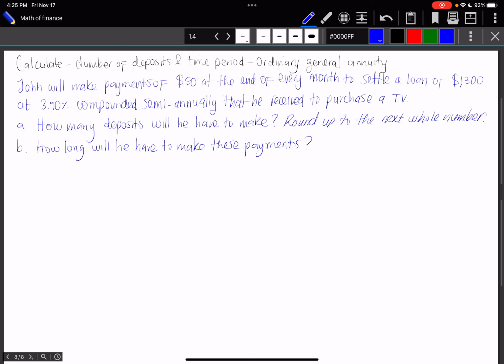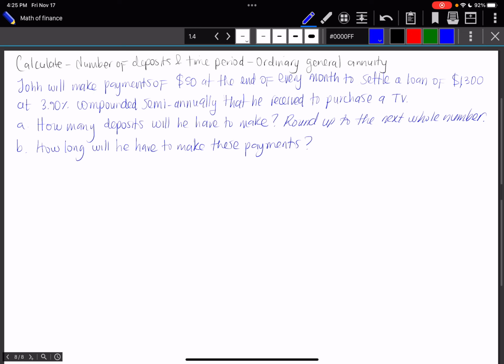Hi there! In this problem, we have that John will make payments of $50 at the end of every month to settle a loan of $1,300 at 3.90% compounded semi-annually that he received to purchase a television. We have two parts of this problem. First, how many deposits will he have to make? And we need to round up the answer to the next whole number. And then we want to know how long he will have to make these payments.